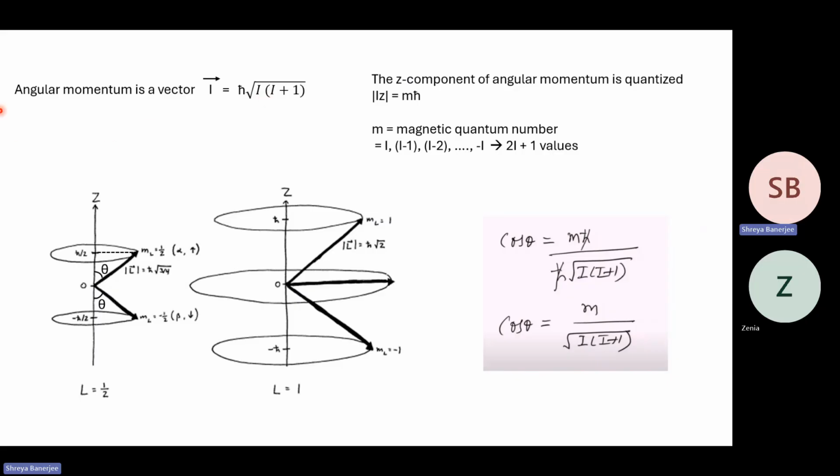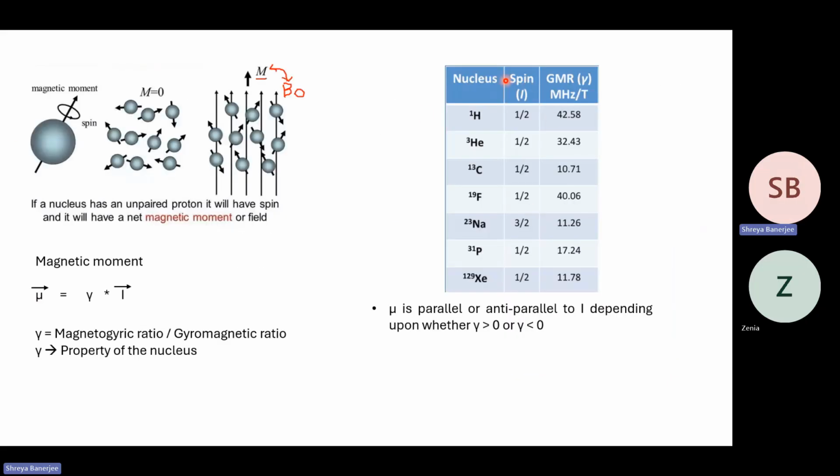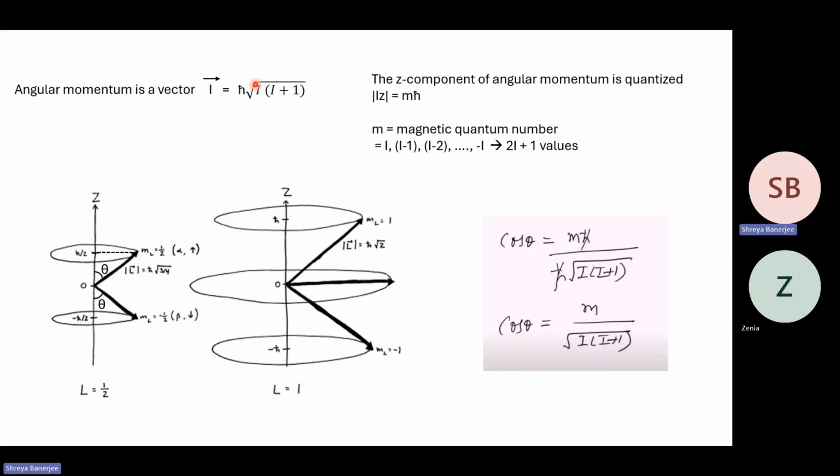Now, I can have different values, which are shown here. Most commonly, the NMR that is done, 1H and 13C, they have I values of half. So the value of this quantum number is fixed for each element, and using this formula, h bar root of I into I plus 1, you will get the magnitude of the angular momentum vector.